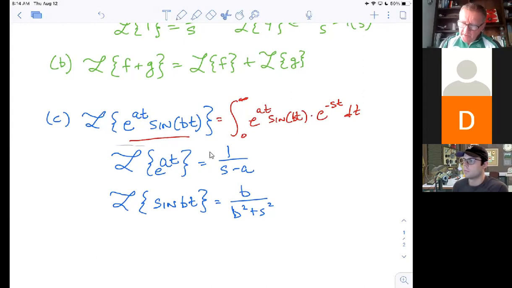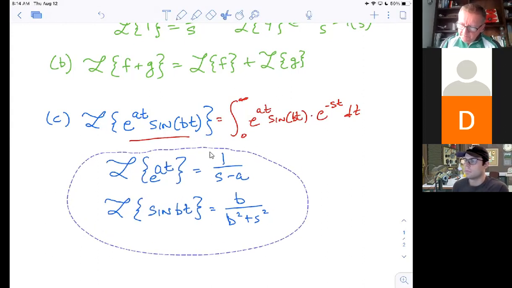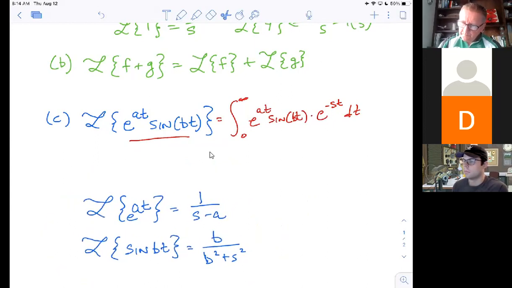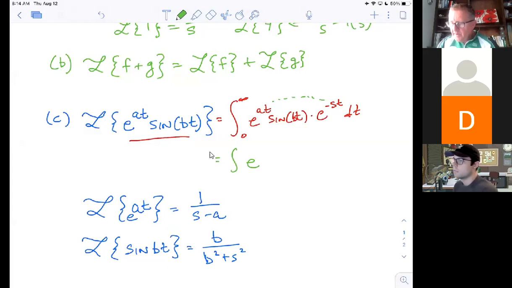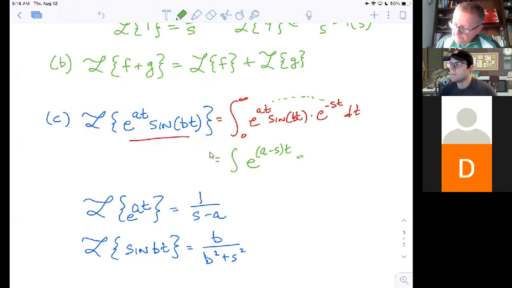But what can we do algebraically to make that a little less troublesome? You can combine the e's, right? Can't you put those e's together? Would you agree that would then be the same thing as e to the, well, you add exponents, so that'd be at minus st, or a minus s times t. So now it only has two.